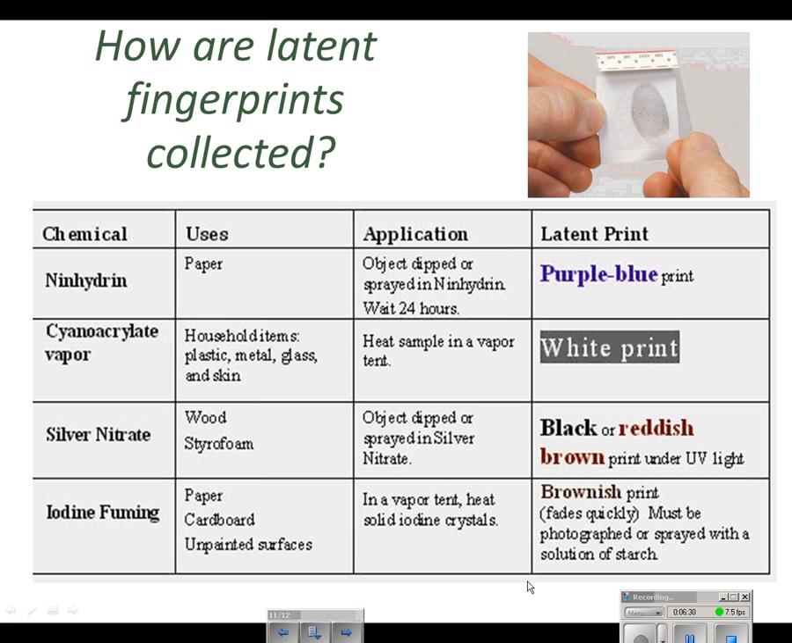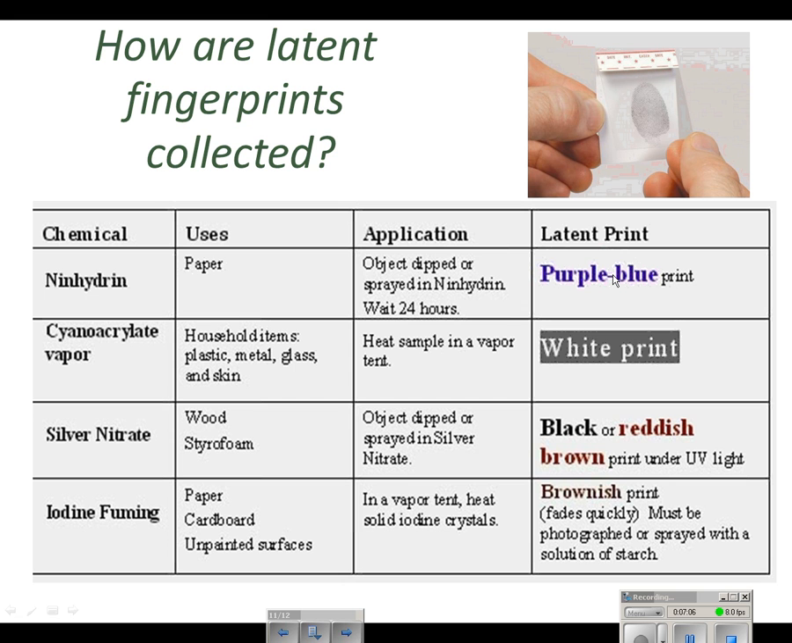Okay, so now there's different ways to collect latent prints. And the first thing that we always do when we look at a fingerprint is to photograph it. So we're going to photograph it, and then we're going to use some sort of method to make the print visible, or what we say, develop the print. If we're trying to develop a print on paper, we're going to use a chemical called ninhydrin. And when ninhydrin finds a print, it's actually going to turn it to a purple-blue color. Cyanoacrylate vapor is actually superglue. This is called superglue fuming. And you heat it and it produces a white print that's actually kind of permanent.